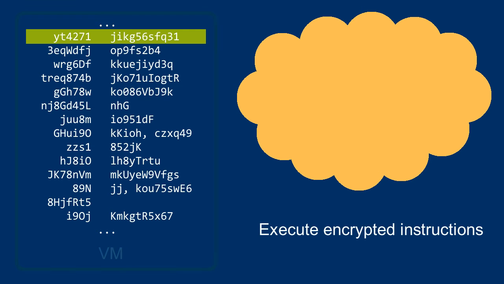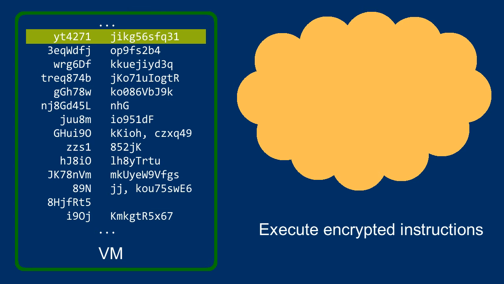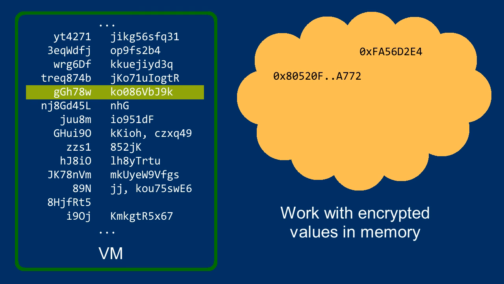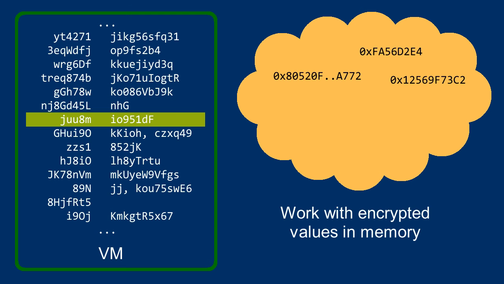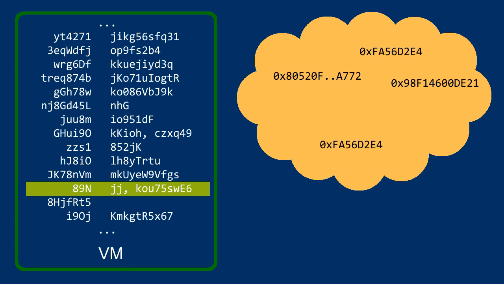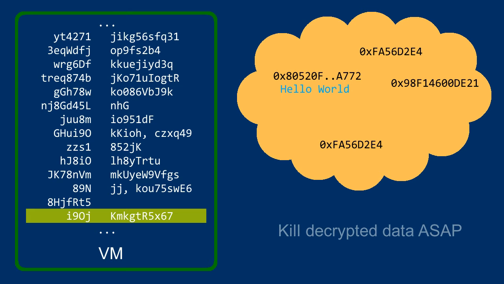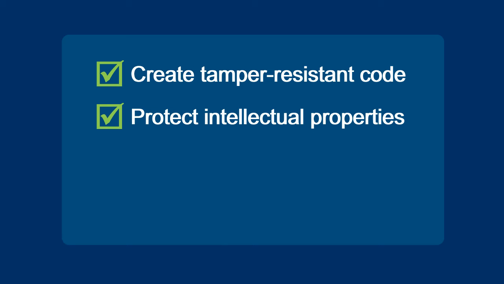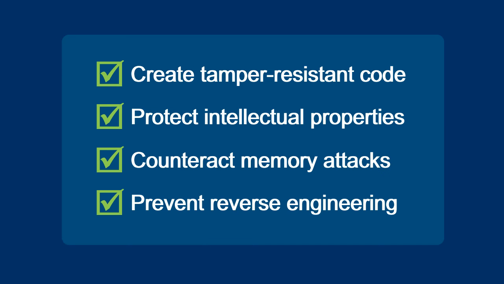When encrypted instructions are executed by a small in-memory virtual machine, they can work with encrypted values and variables in memory. Many instructions can work directly with the encrypted data, but if a value is briefly decrypted, it is short-lived and quickly overwritten or deleted. SCRAMBLECODE allows you to create confidential, tamper-resistant code to protect your intellectual properties and effectively counteract memory attacks and prevent reverse engineering.